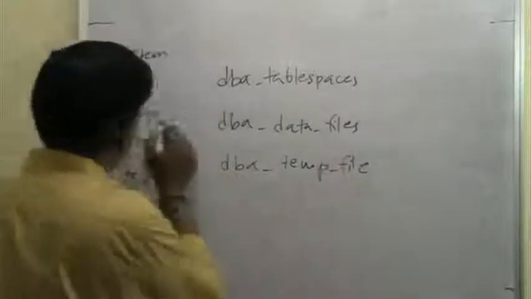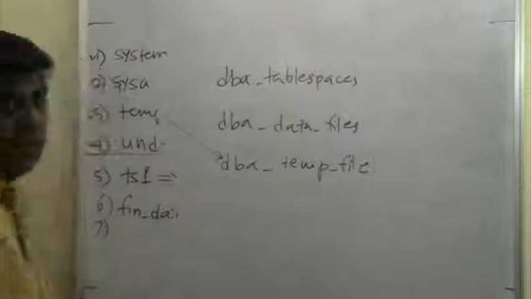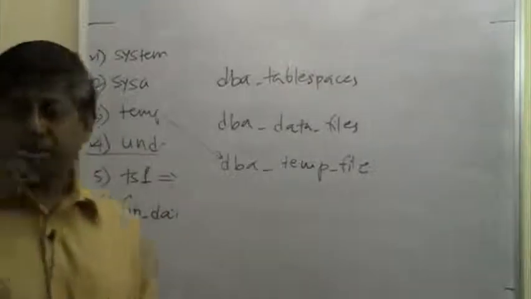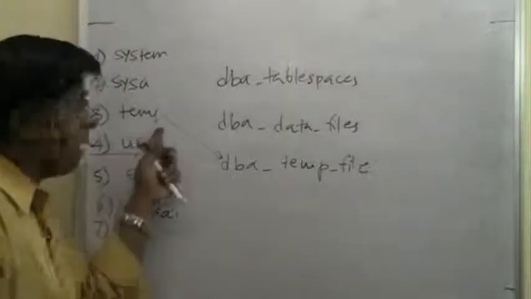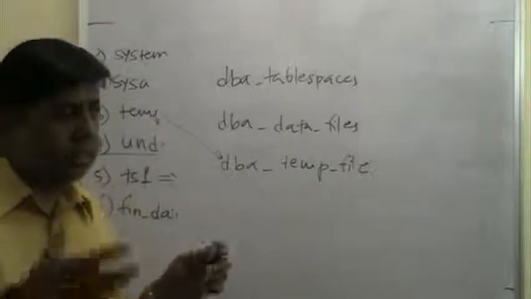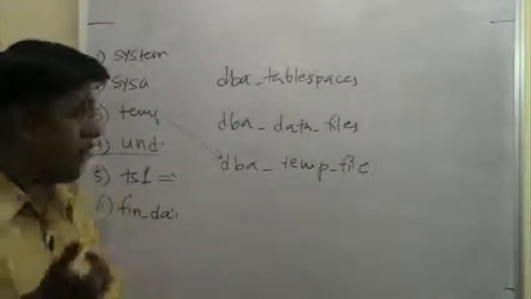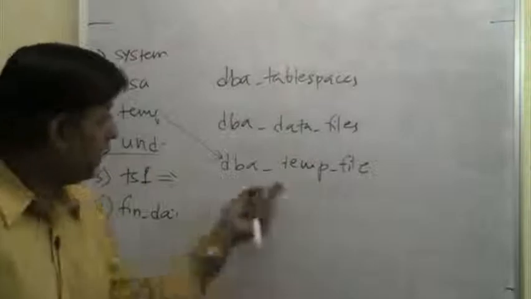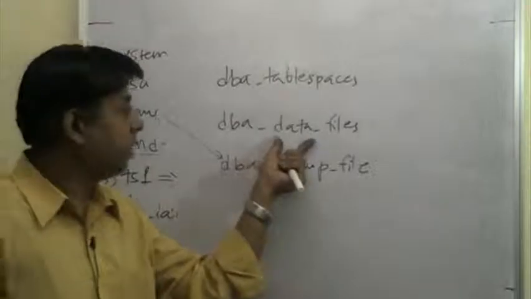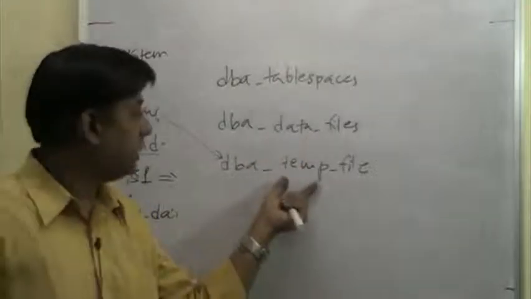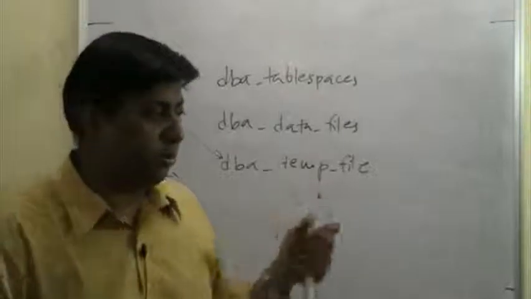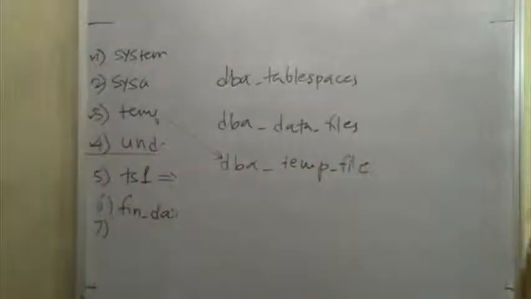Why temp_files? For temporary table space, you know what files belong to the temporary table space. Temporary table space is also a table space, and there are certain files that belong to the temporary table space. What are those files? What are their sizes? All that information is not there in the dba_data_files. That information is in the dba_temp_files. So that information is there.